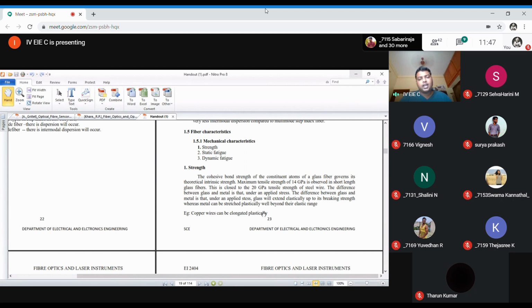In mechanical characteristics, we are going to discuss three things. One is strength. When we discuss mechanical characteristics, what comes to mind is the strength of the optical fiber. The second is the static fatigue nature of the fiber. The third is the dynamic fatigue nature of the fiber. We are going to understand what static fatigue and dynamic fatigue are. Before that, you need to understand strength.